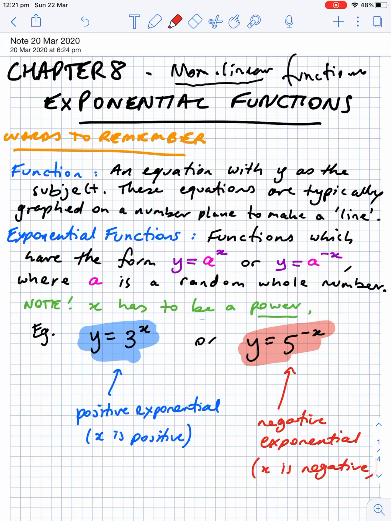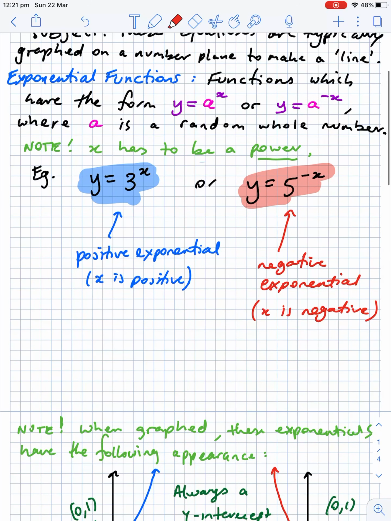Also, sorry, this a here, that's pretty much some random number. But it has to be positive. I probably should have put that one in there. So that a is always going to be a positive number. So for example, here is our 3 and here's our 5. So moving on, here's a few examples of exponential functions.